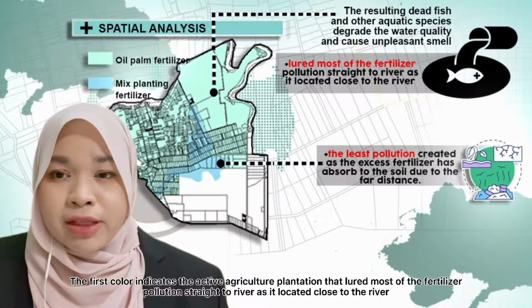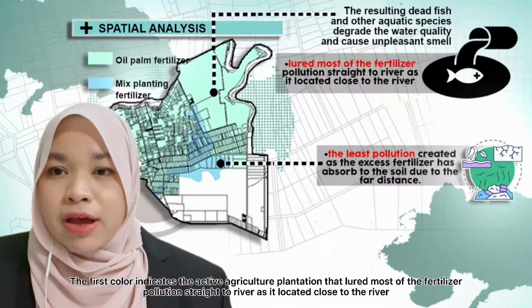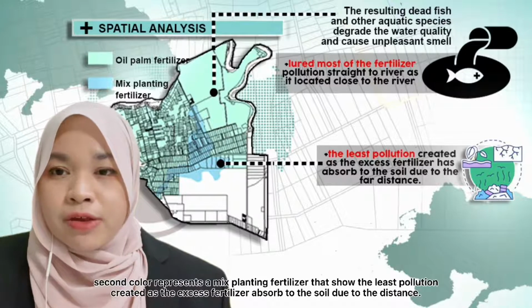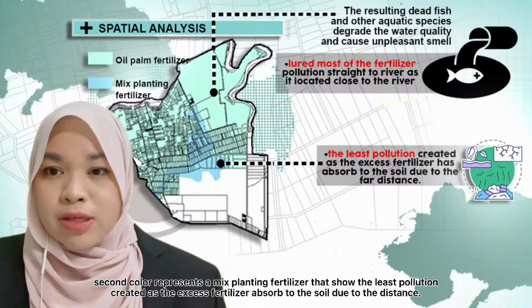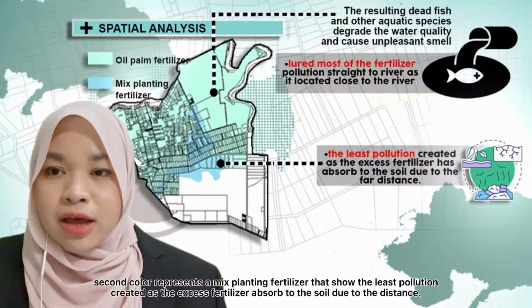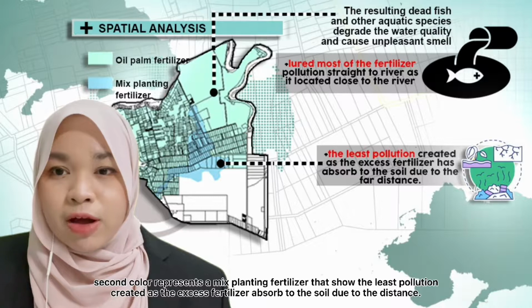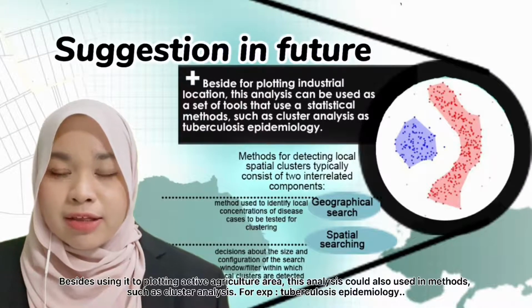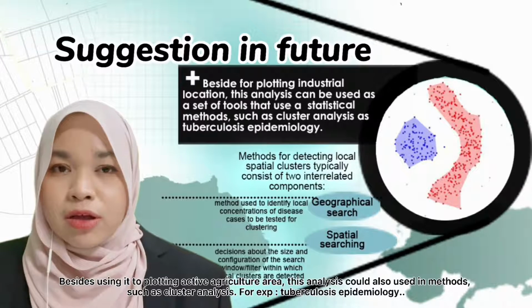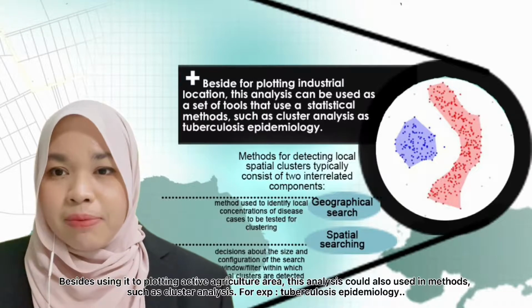For the first plantation, it indicates the most active agriculture area, which lures most of the fertilizer into the river as it is located very close to the river. And the second color, for the mixed plantation, shows the least pollution to the river as the distance is far away from the river and the fertilizer or pollution does not reach the river and is absorbed into the soil. Besides plotting the active agriculture area, we can also use it for cluster analysis, for example tuberculosis epidemiology.